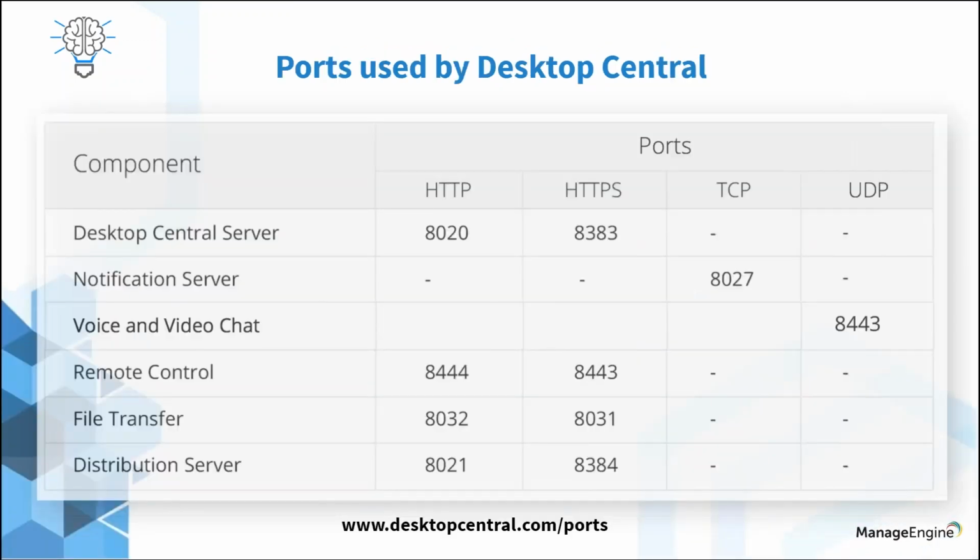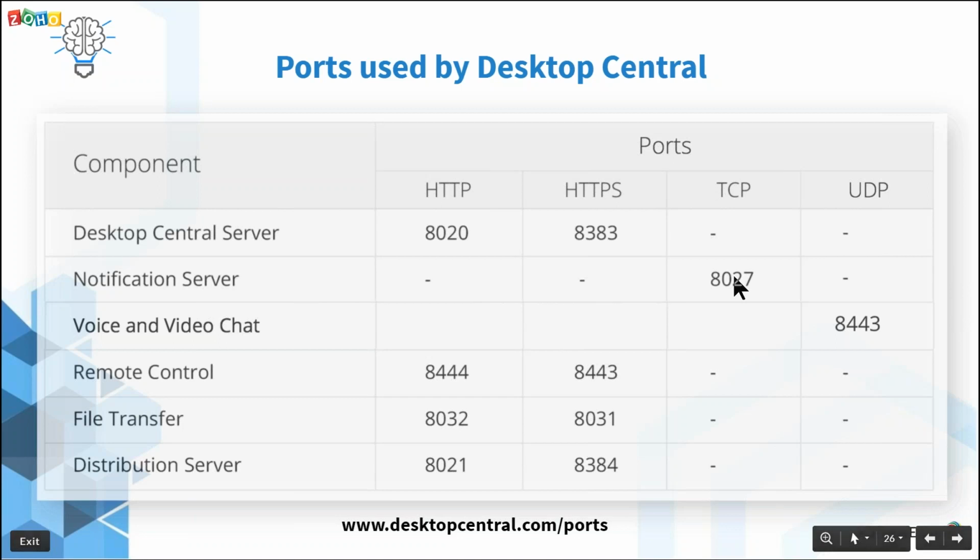These are the ports that are required to be open and bound on the server machine for proper functioning. Desktop Central primarily runs on two ports: 8383, the HTTPS port, and 8020, the HTTP port. All the agents talk to the server using this port. There is another port, 8027, which is a TCP port. This is used by the notification server.